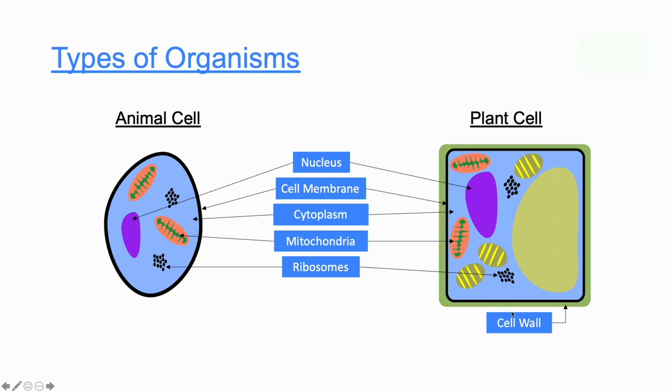And in plants, it's really important to remember it's made of cellulose, because in the cells we'll see next, there is cell walls, but they're not made of cellulose. So for plants, it is made of cellulose.